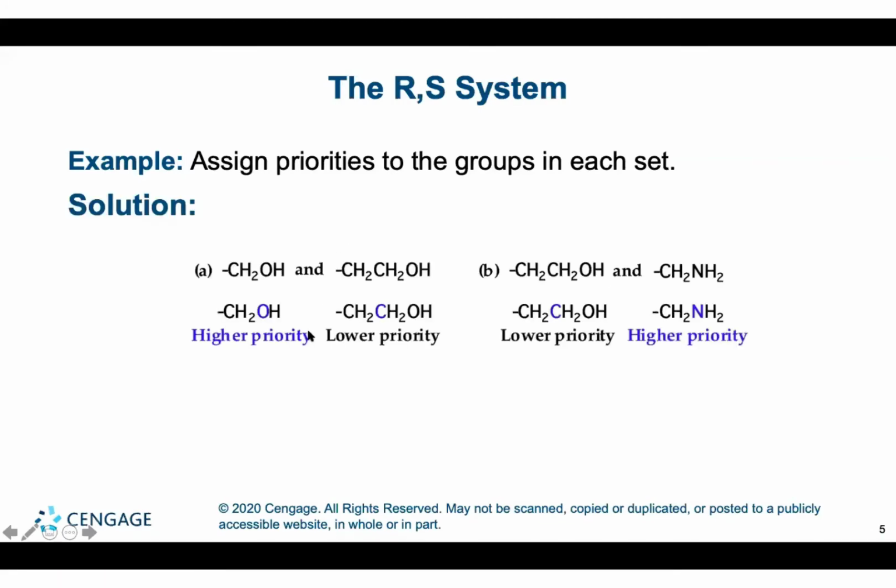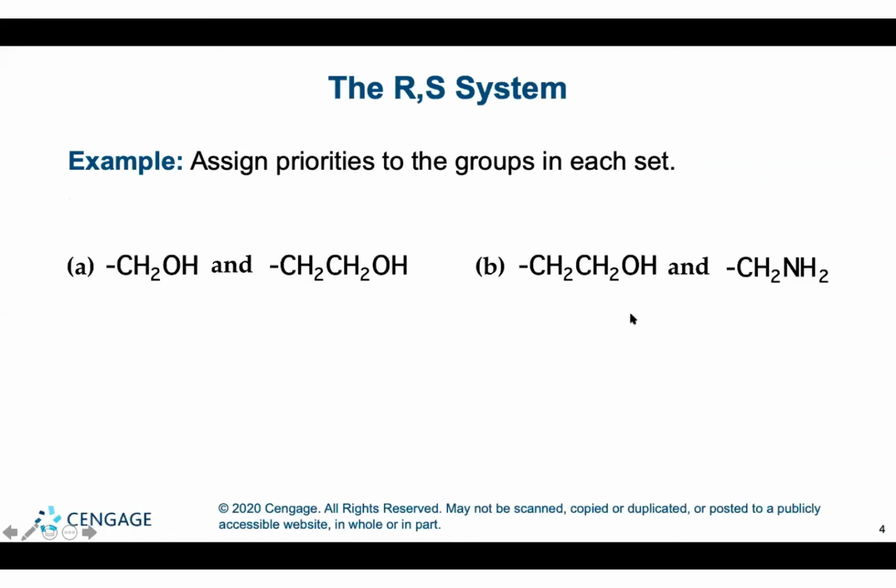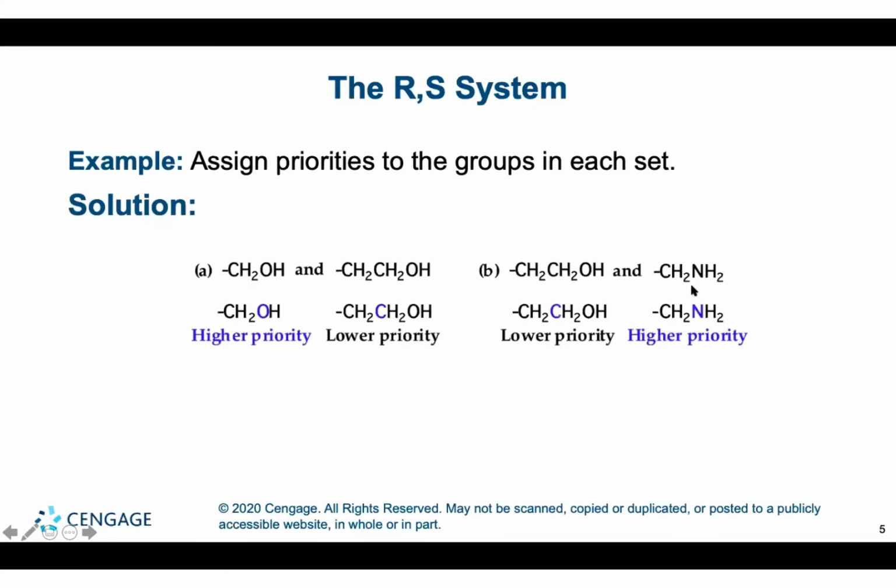What about this one, guys? Nitrogen or carbon? Nitrogen is prior to carbon. So you can see that because nitrogen has a higher atomic number compared to carbon, and also here oxygen compared to carbon, they're gonna get the higher priority.